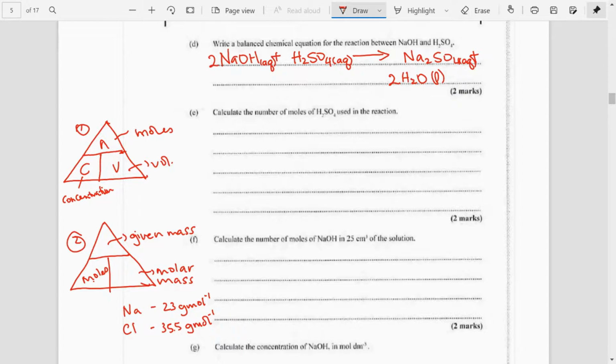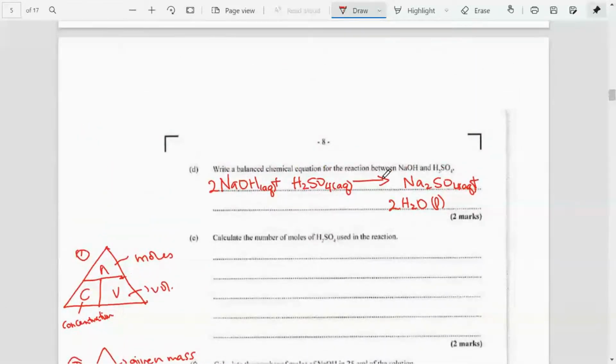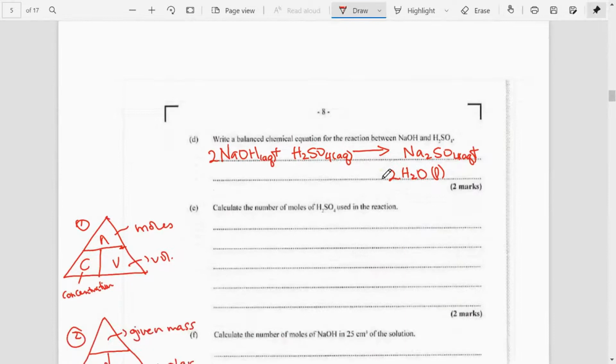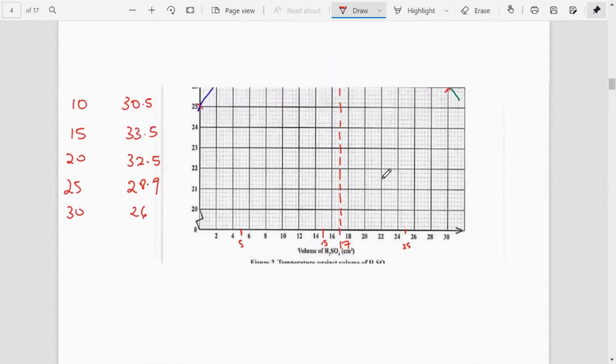All right, so let's look at E. Calculate the number of moles of sulfuric acid used in the reaction. Always remember, don't get flustered when you see a moles question. Look at what you're given. When you're doing any calculation, look at what you're given and how we can use that to solve the question. But especially when it comes down to moles, look at what you're given and see how best you can use it to find what you are asked.